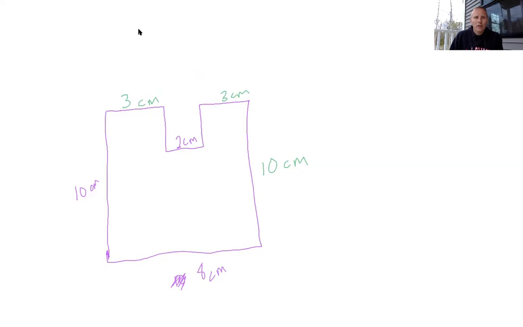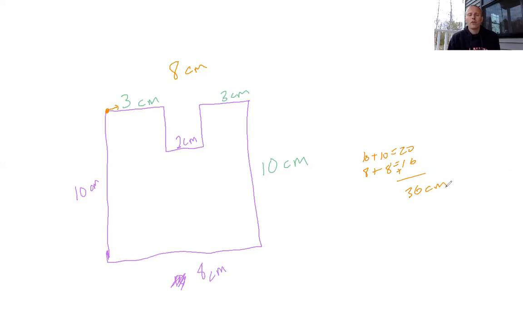So now I can pick a spot and I can go in that direction. Go 3 plus 2. Actually, you know what? This is even easier. 3 plus 3 plus 2 is 8. So that's 8 centimeters. That's 10 centimeters. That's 8 centimeters. That's 10 centimeters. So 10 plus 10 equals 20. 8 plus 8 equals 16. 20 plus 16 is 36 centimeters.